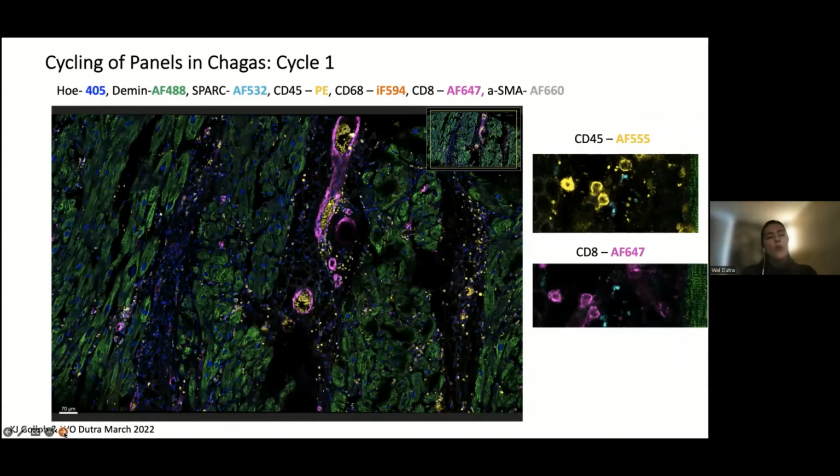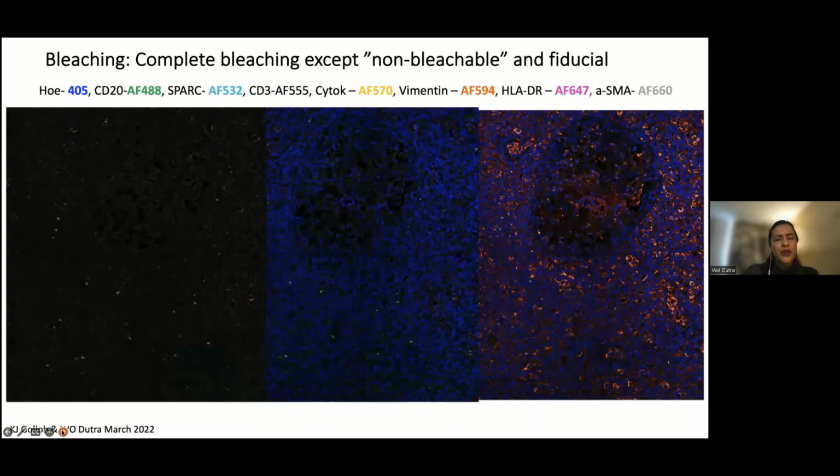So through cycle one, with as many different markers, you can analyze many, many different things. And again, the Hoechst that is not bleachable is our fiducial marker in this tissue here. Then you do your bleaching, and this shows you what happens once you bleach the tissue. You take everything in a channel away. So if you take, for example, CD20, you don't see anything in green here anymore. You keep your fiducial markers, so the nuclei are all stained.